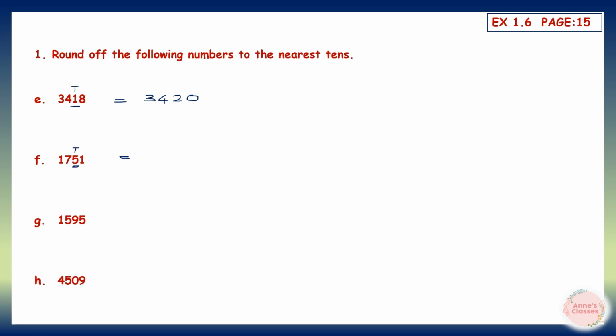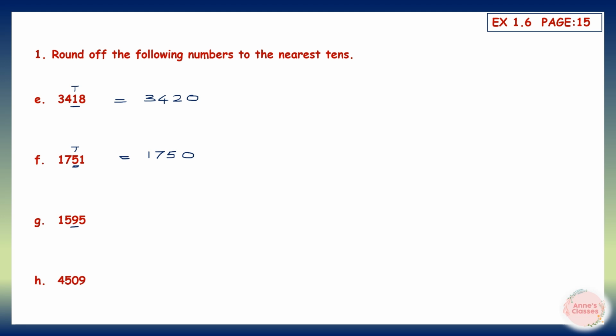So now next number, in the tens place we have 5. Look at the digit to its right. It's 1. It's less than 5. So what you have underlined will remain the same. So let's write the number 175. In the place of 1 we put a 0. So now 1751 has been rounded off to 1750.